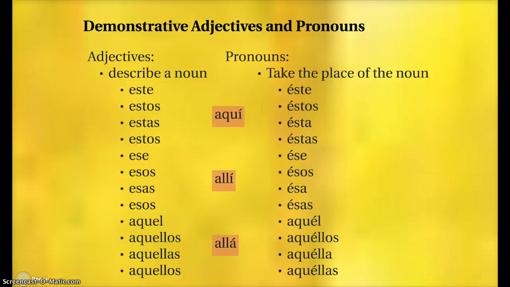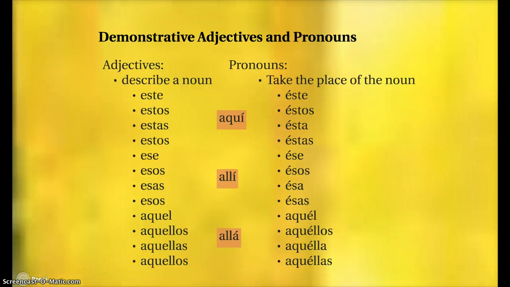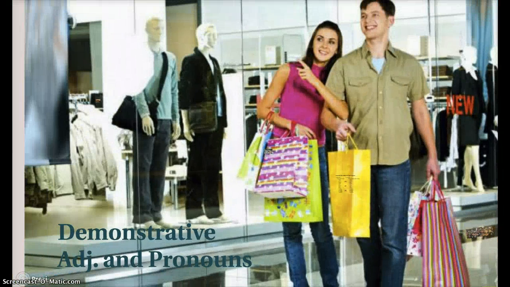Okay, chicos, so please take good notes. Remember, pronouns have accents. Adjectives do not have accents. Pronouns take the place of a noun. Adjectives have a noun sitting right next to them. All right? If you have any questions, please do not hesitate to ask. And we'll be working with these at the center table, so we'll get lots of practice.